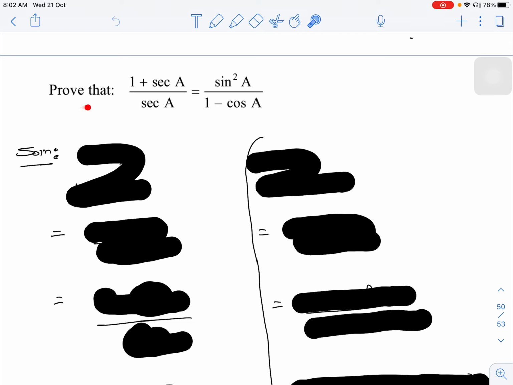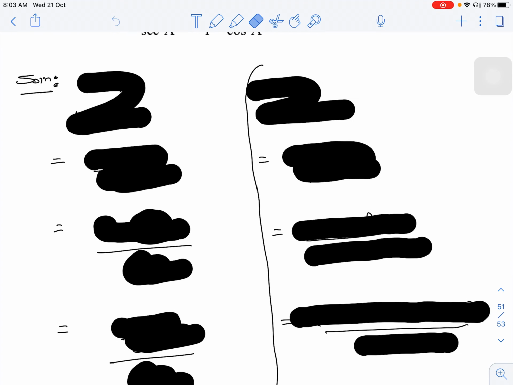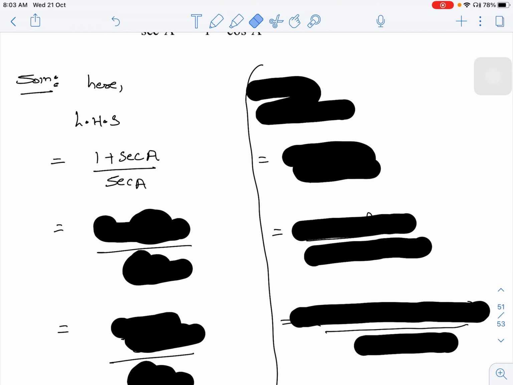Now here it is given that prove that 1 plus sec A upon sec A equals to sine square A upon 1 minus cos A. Okay. Now you can either consider LHS first, then you can find RHS and then prove it together. So in this example, we are going to use that method. Okay. So let us consider LHS first. So LHS is equal to 1 plus sec A upon sec A.